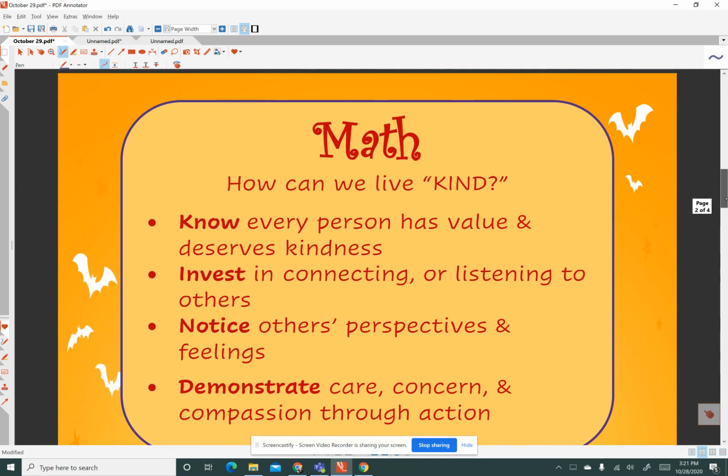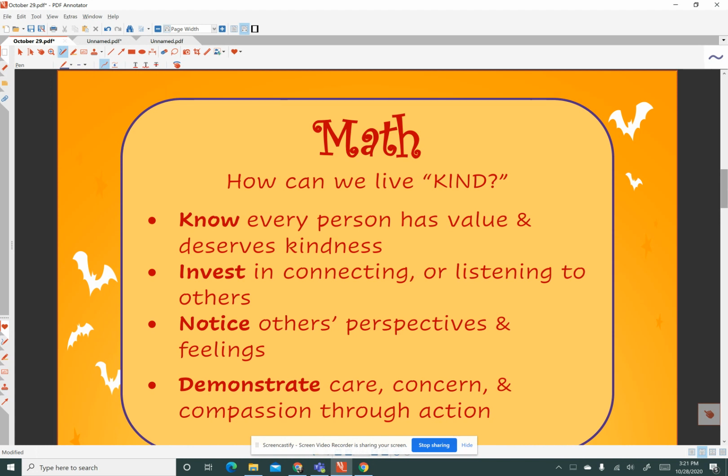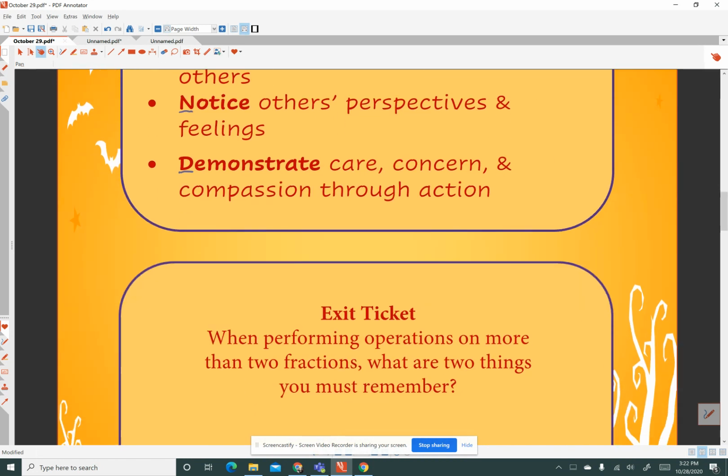All right, this was the do now that we discussed, and it says, how can we be kind? And KIND is an acronym for: K, know every person has value and deserves kindness. I is invest in connecting or listening to others. N is notice others' perspectives and feelings. And D is demonstrate care, concern, and compassion through action. That can be really hard. I know lots of times we want things to change, we want things to be better. But until we take some action, things will often stay the same.